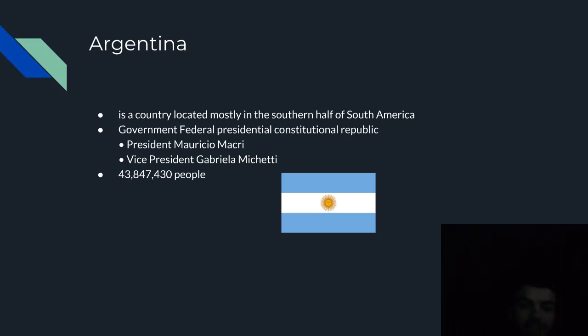The president is Mauricio Macri. I can't say his name properly, but that's his name. I don't speak that language, but the vice president is Gabriela. I'm not even going to try to pronounce the last name. There are 43,847,430 people living currently in Argentina. And that is the flag of Argentina right there, blue and white, with what looks like a sun in the middle of the flag.